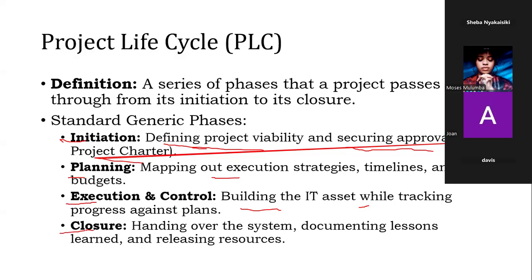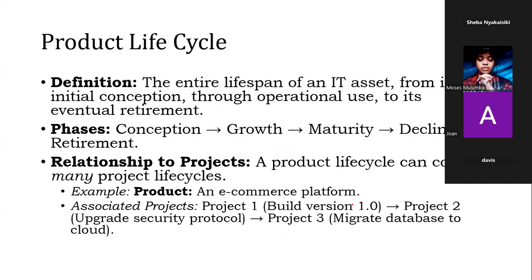The last one is closure. Closure is everything is now done, and you're now handing over the system to whoever is going to do system administration. Okay? You're documenting lessons learned and releasing resources. Those are the 4 stages of a project life cycle. Not the same as product life cycle. Okay? Product life cycle is different.